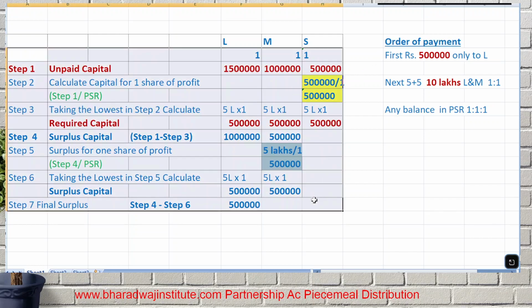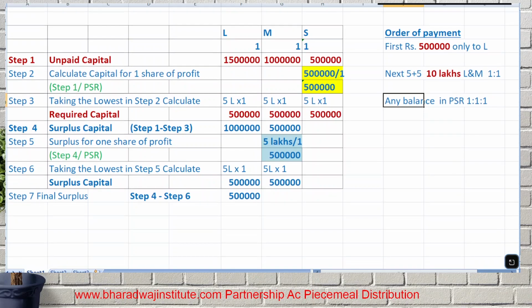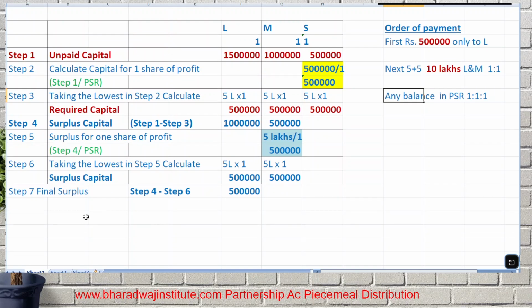Compared to the problem that we have done, this is a simple one. With an equal profit sharing ratio, it is simple to work out. I have always seen in past exam questions that the third partner has the lowest capital. I do not know why. Then the second partner is eliminated, then the first partner. The final surplus is paid off first. Next is the level surplus, the 5 lakh plus 5 lakh and the 10 lakh. This is in step 6. Then any balance in the profit sharing ratio.